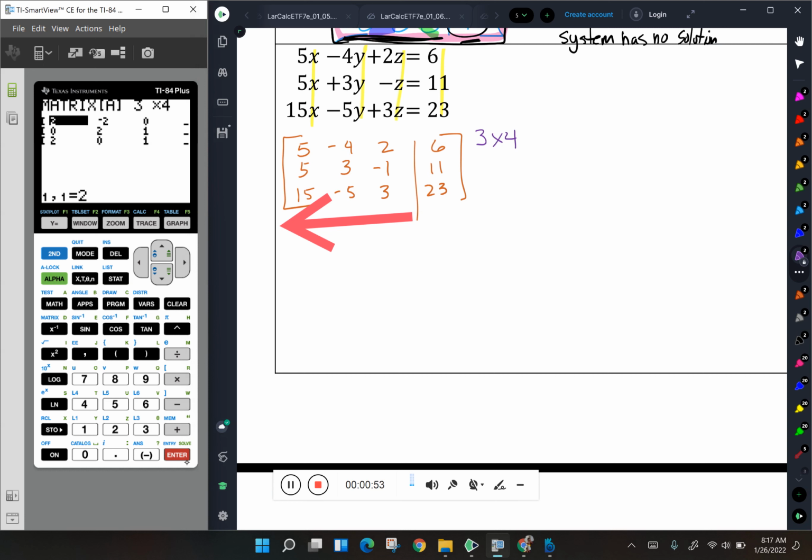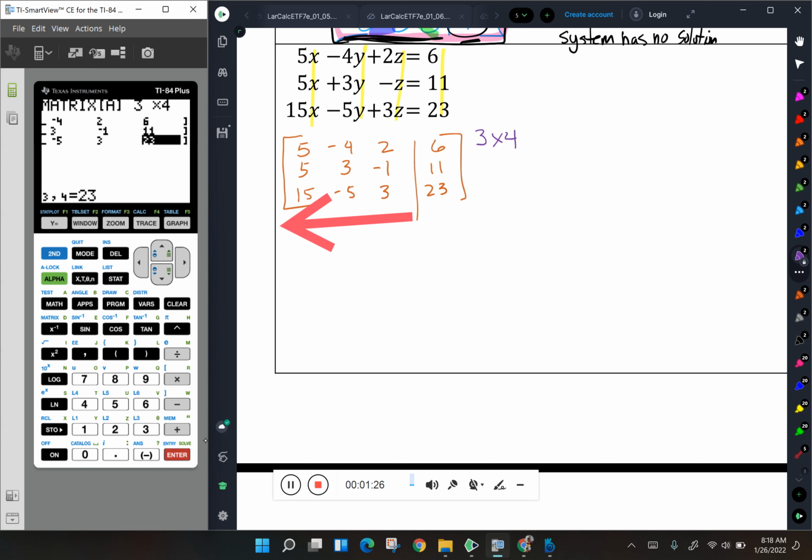So enter, enter. First row is 5, -4, 2, 6. Second row is 5, 3, -1, 11. Third row is 15, -5, 3, 23. So I've got my matrix into my calculator.